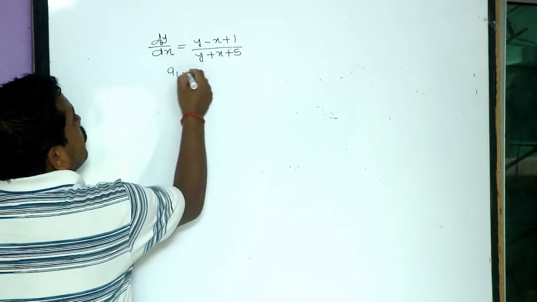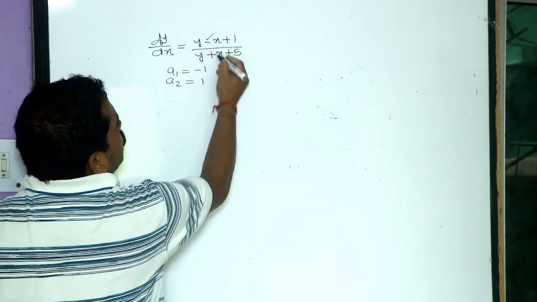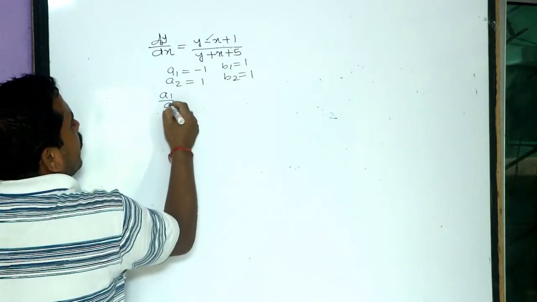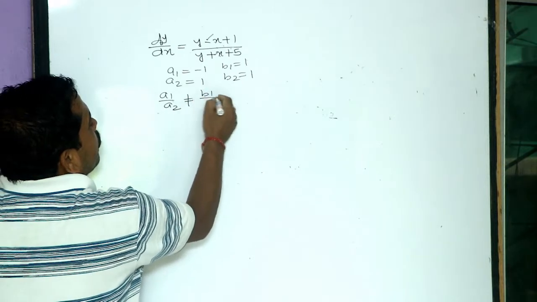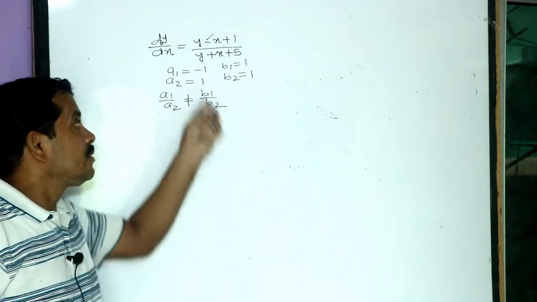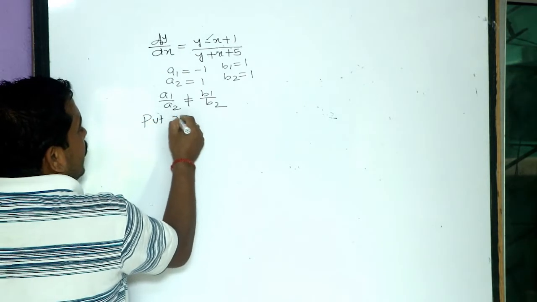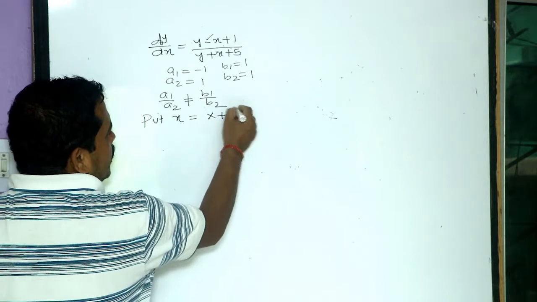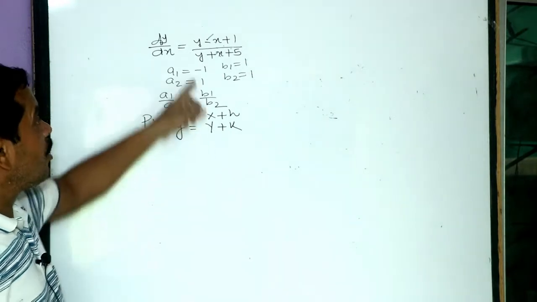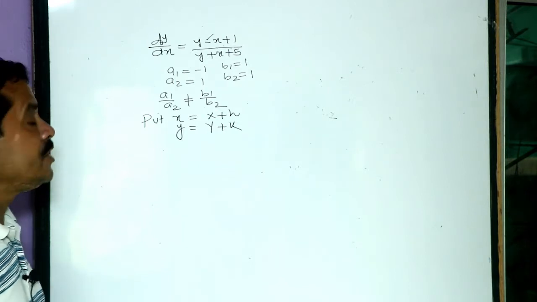Here a1 is minus 1, a2 is 1. The coefficient of x here is minus 1, here is 1. b1 is 1 and b2 is also 1. a1 by a2 is not equal to b1 by b2. So, by which method can we convert this equation to homogeneous? In this type of equation, you put small x as capital X plus h and small y as capital Y plus k. This is the method to convert this non-homogeneous equation to homogeneous. Then we have to solve it by the homogeneous method.